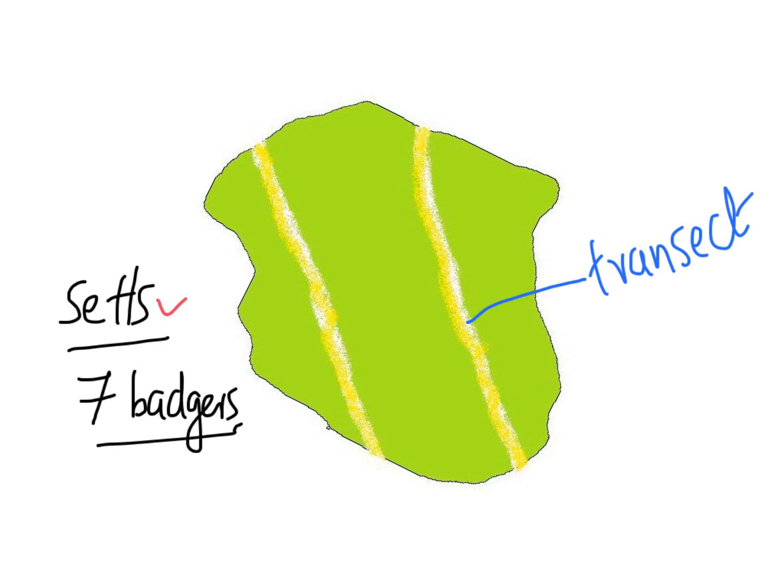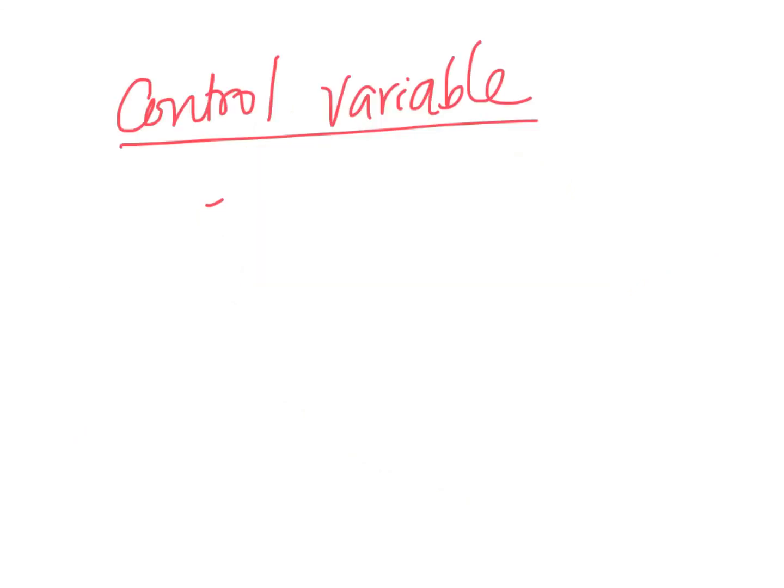The more sets they find, they can estimate the population knowing the average number of badgers, or simply just knowing the number of sets that they have. They can say that if they find more sets in a particular habitat, there are more badgers in that particular habitat. I hope you understand the scenario. Now let's go into the data.